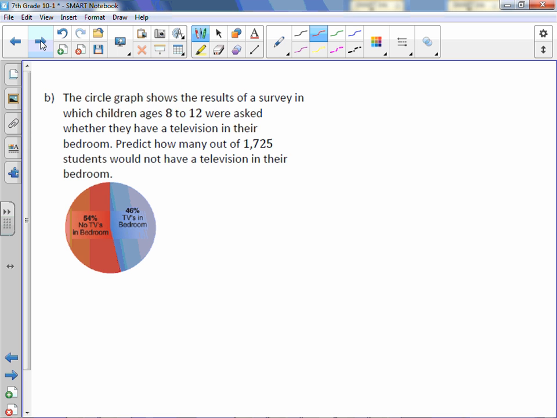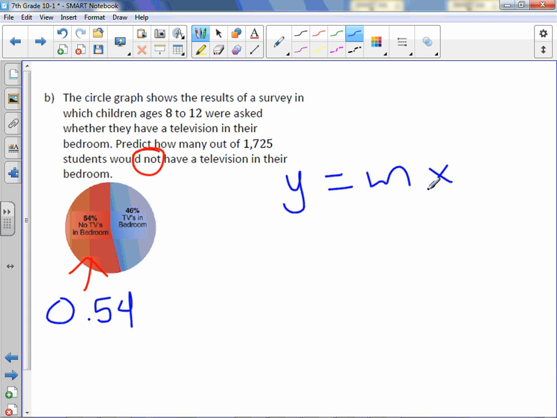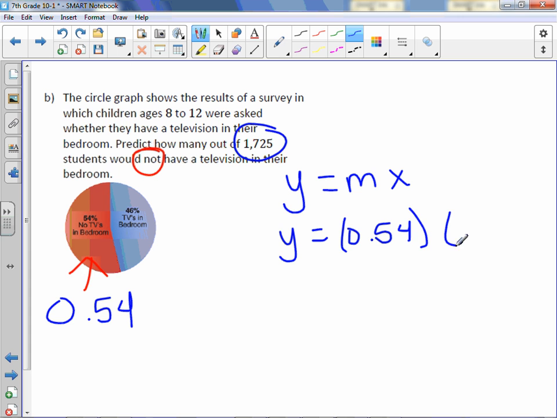The circle graph shows the results of a survey in which children ages 8 to 12 were asked whether they have a television in their bedroom. Predict how many out of 1,725 students would not have a television in their bedroom. So this sector represents not a television, which as a decimal is 0.54. Using our equation, y equals mx, m is 0.54, and x is our total of 1725.